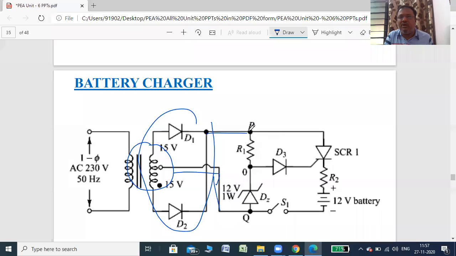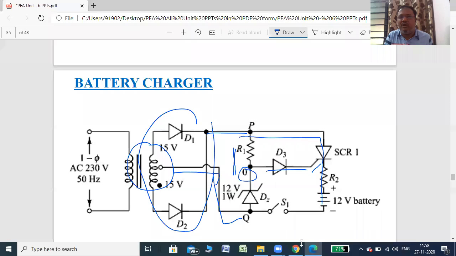So whatever positive pulse is applied between P and Q, what happens immediately? The voltage at point O increases, and as soon as the voltage is greater than 0.7, diode D3 is forward biased. This will try to trigger the SCR, but only 0.7 is not sufficient to trigger the SCR. So again the voltage will increase, and whenever the voltage at point O is sufficiently high to turn on SCR1, SCR1 will trigger, and current starts to flow through SCR1, R2, and the battery charges. Then the battery starts to charge.